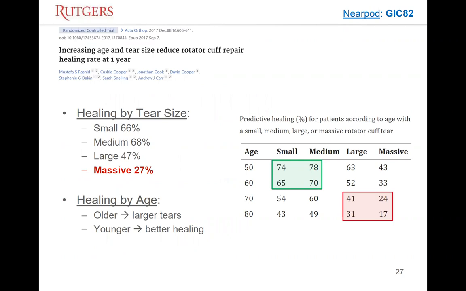Using data from a randomized controlled trial in the UK, cuff integrity 1 year after rotator cuff repair was evaluated by MRI in over 200 patients. The overall healing rate was found to be only 56%, and patients with larger tears and older age were found to have even much lower healing rates. This was, of course, confounded by the fact that older patients tend to have larger tears, but the effect of age remained even when they adjusted for this. So in their analysis, the youngest patients with the smallest tears showed healing rates still only at 75%, and those elderly with massive tears were as low as 17%.